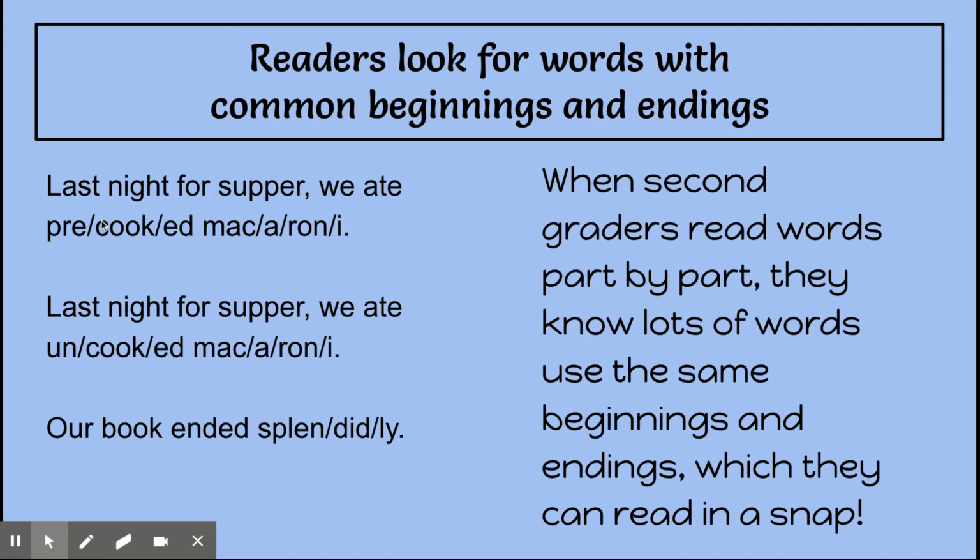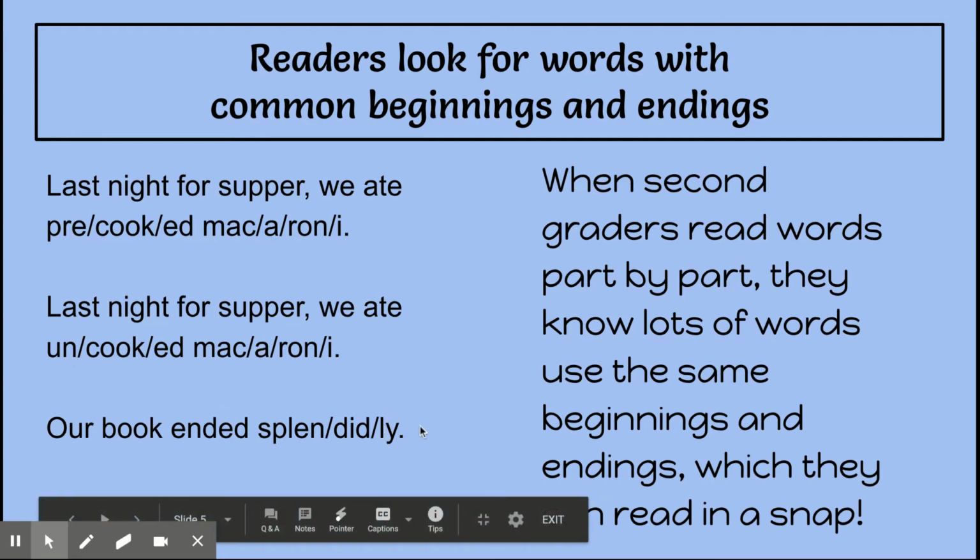Now I have something similar, but instead of P-R-E, I have un, which means not. We see un often in words, and we're going to practice this in a minute with some other words. We know how to read the prefix un. This is the first part of the word, and we already figured out cooked, right? So we can put it together in a snap: uncooked macaroni.